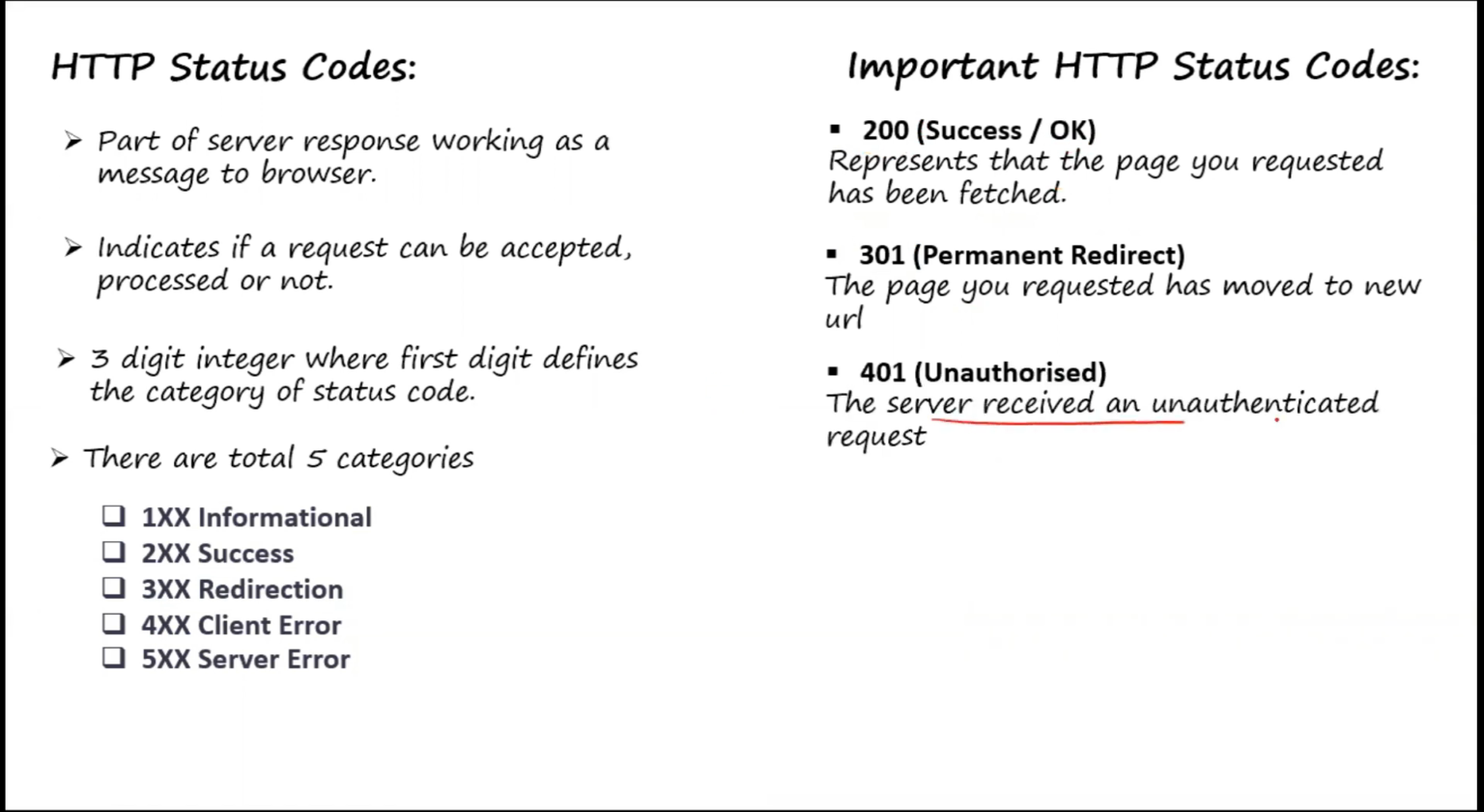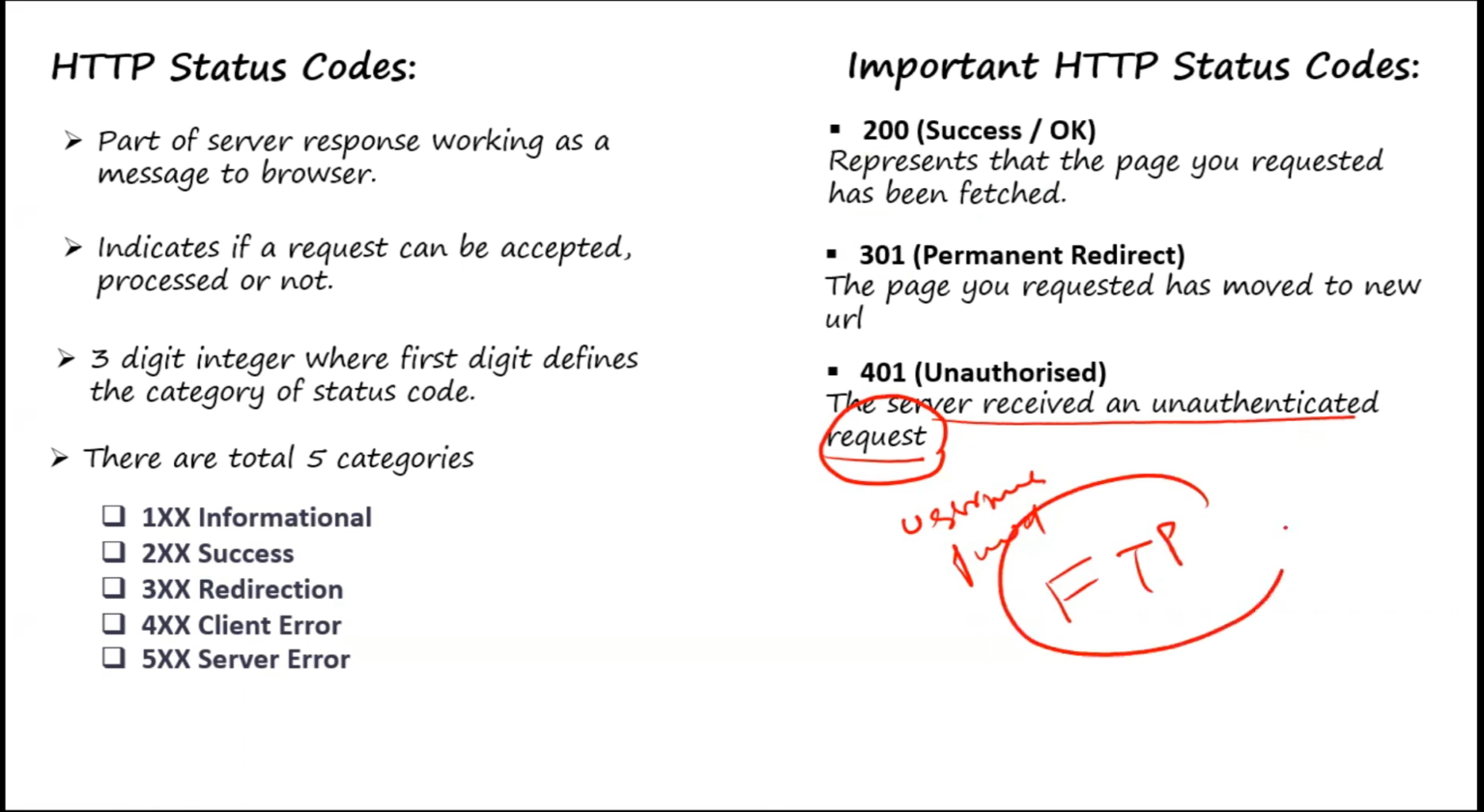Then comes 401, unauthorized. When a server receives an unauthenticated request, some requests need a username and password. For example, FTP, file transfer protocol, exchanges files over the internet securely. So if a server has not received the correct username and password, it would give a 401 error that this is unauthorized. Someone else is trying to access it.